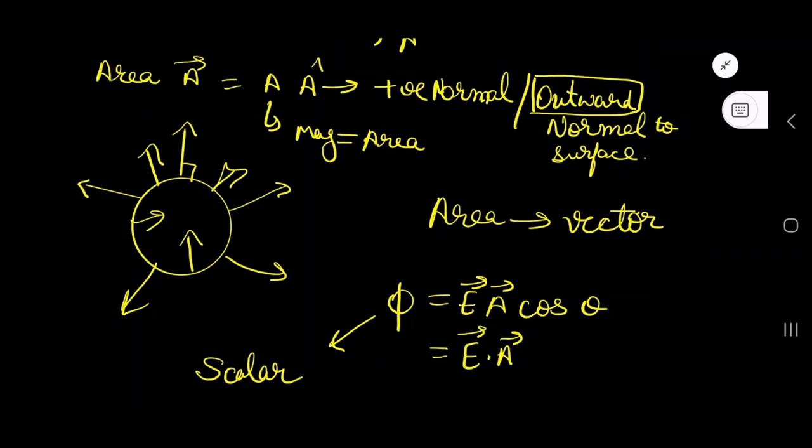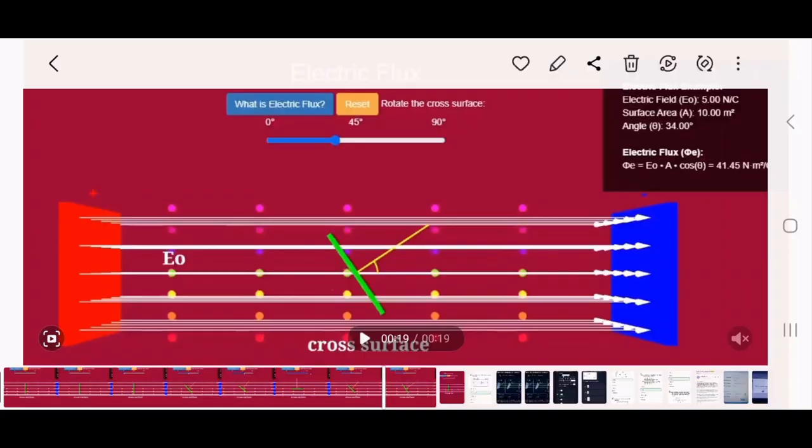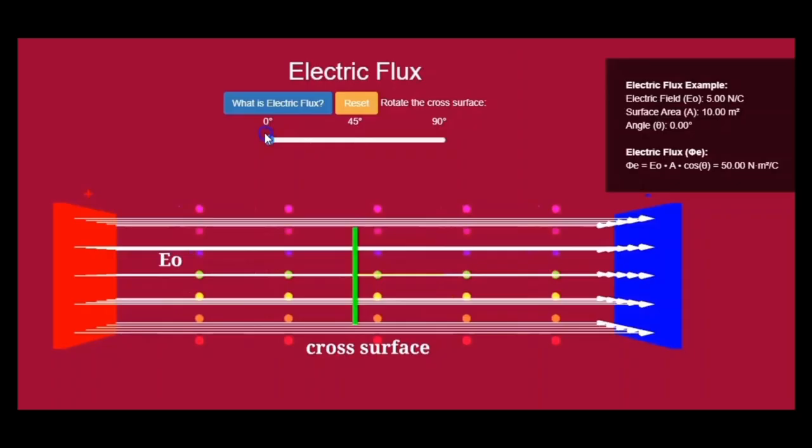Now let me show you with some animation so that it will be clear to you. So in this video you will see that electric field lines are being originated from some plane sheet. So we'll study how the field lines are originated from the sheet in the later part of the video, but let's focus on the electric flux right now.